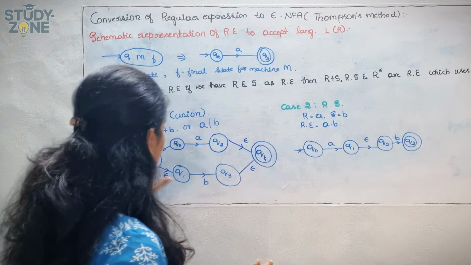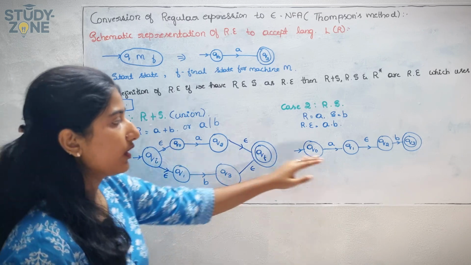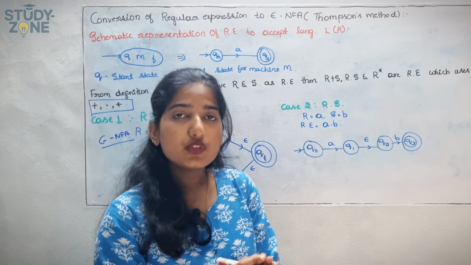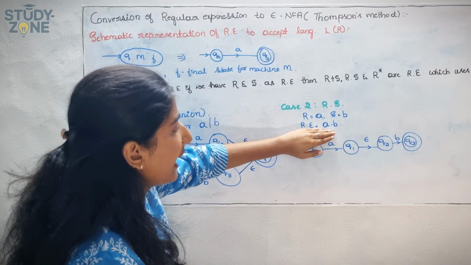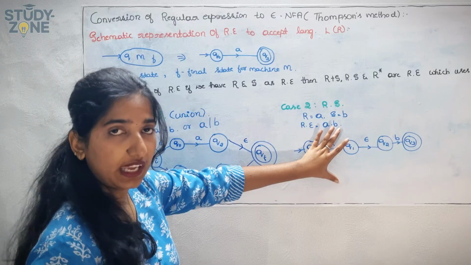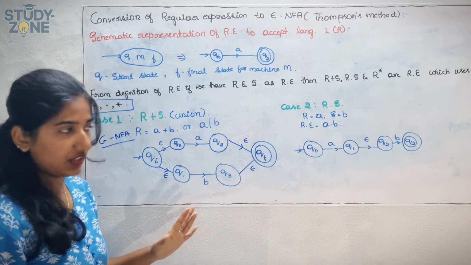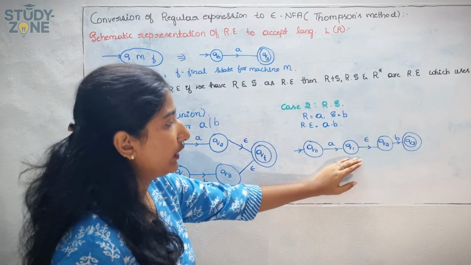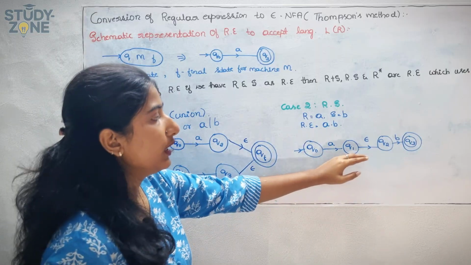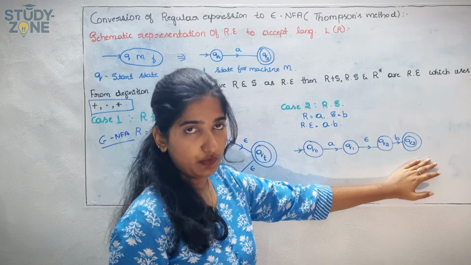Here I didn't take an extra start state like in union. Why? Because here it is a must that the start should be A only, right? So I can directly move to the next state on consuming A. Here there is no confusion whether to take this or this direction. So Q0 on A it will be moving to Q1, Q1 on epsilon it will be moving to Q2, Q2 on B it will be moving to Q3.